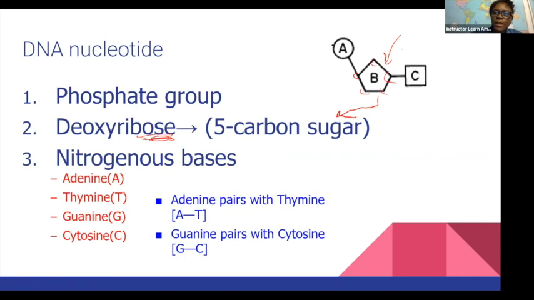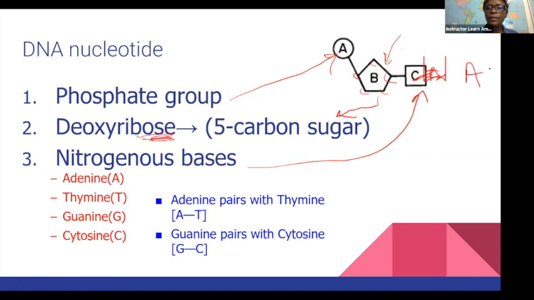Attached up top is your phosphate group, and attached here are your nitrogenous bases. Each nucleotide will differ based on the nitrogenous base. For example, you could have adenine, thymine, guanine, or cytosine.